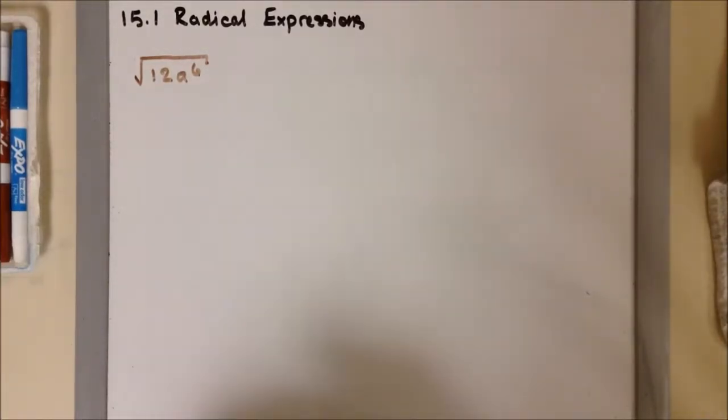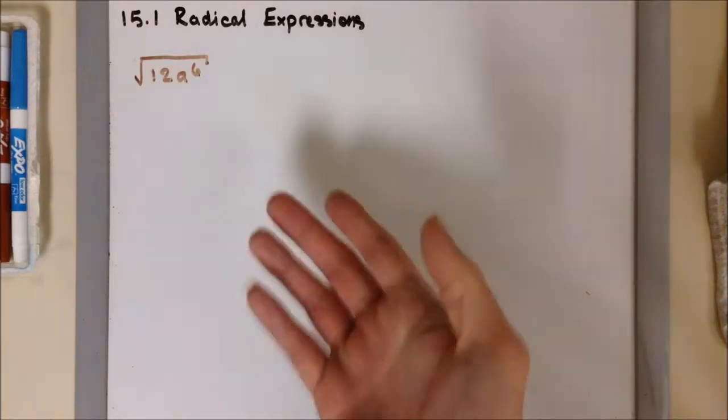In this part, we're going to simplify the square root with numbers and variables. So in our example here, we have the square root of 12a to the 6th power. Before we get into the work of simplifying the square root, I want to talk about parts of the radical.